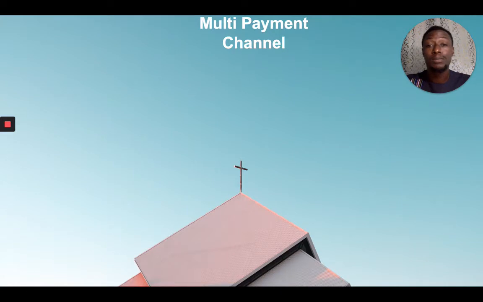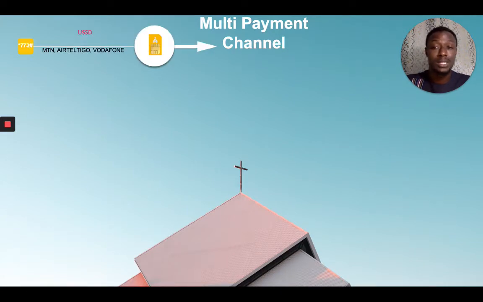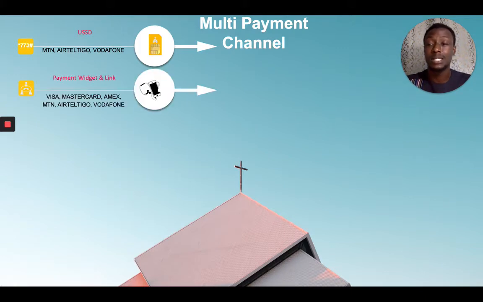So the multi-payment channel includes USSD that works on all the networks, like star 714 star 25 hash or star 773. Star 773 is an example of a dedicated code, and star 714 star 25 is an example of a shared code. Once you dial the code, you'll be able to make a donation from any of the networks, MTN, Airtel, Tigo, Vodafone. The money is settled directly into the church bank account.